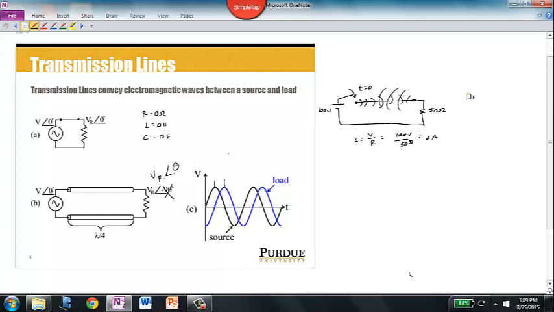So what I want to show next is how an ideal pair of wires can be transformed into a transmission line. So typically we have a source. We'll represent that as a 2-port network. And then we have a load, which we'll also represent as a 2-port network.